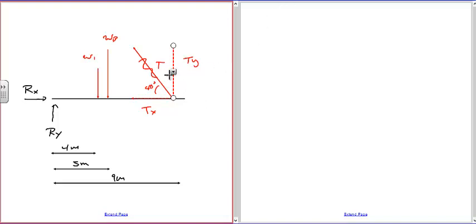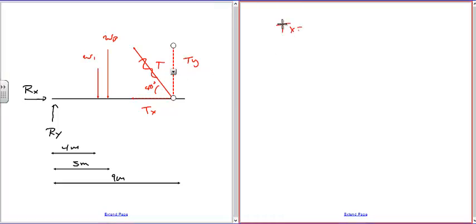But we know that this is the side adjacent to the angle. So T sub x is going to be equal to T times the cosine of 40 degrees. And T sub y, as a consequence, is going to be T times the sine of 40 degrees.